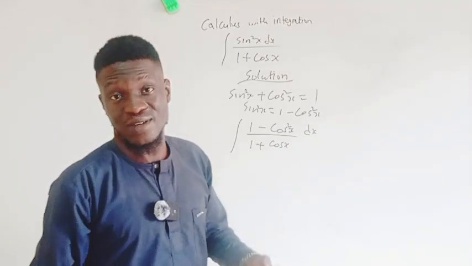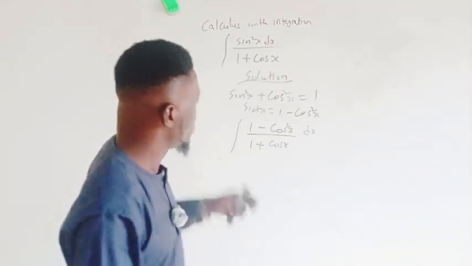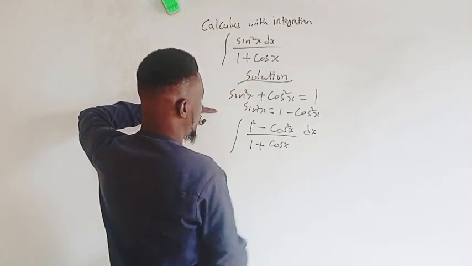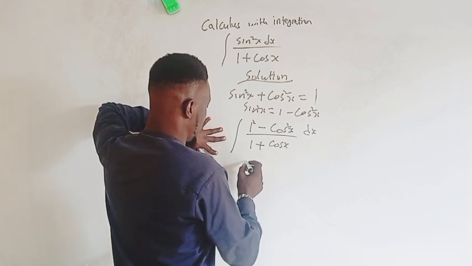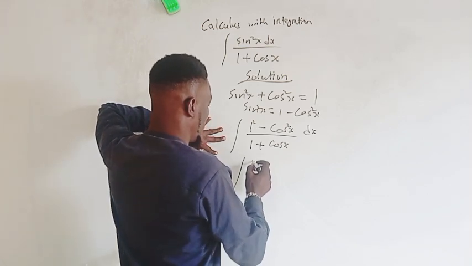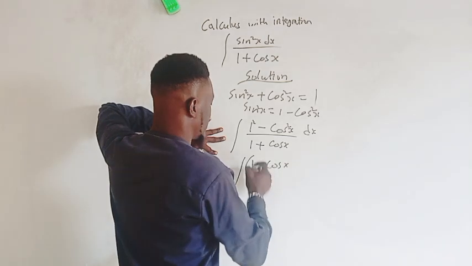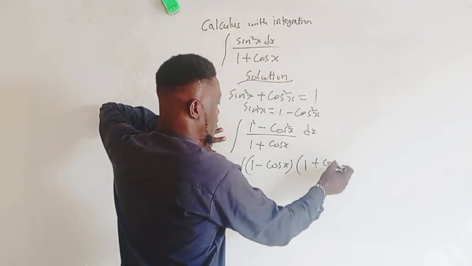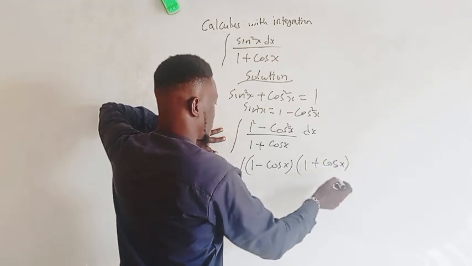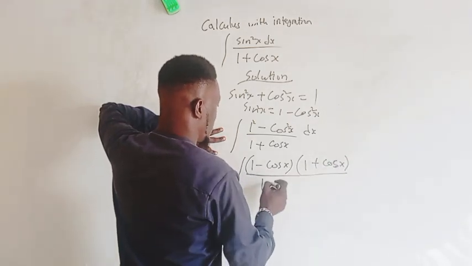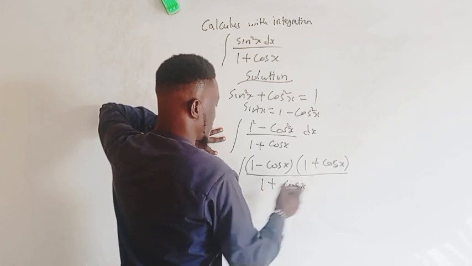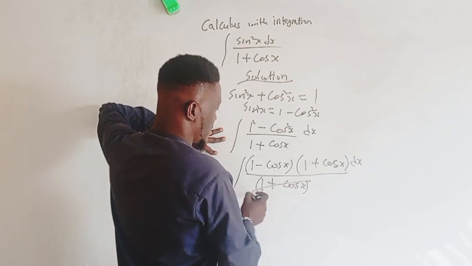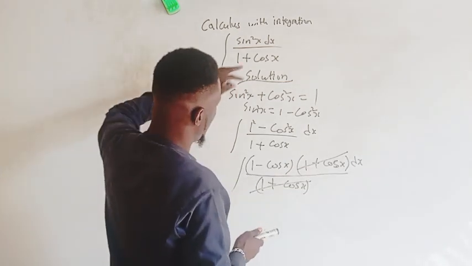Okay. The numerator can be written as a difference of two squares, because this 1 can also be written as 1 raised to the power 2, isn't it? So in that instance, it's written also as (1 − cos x)(1 + cos x), everything over 1 + cos x, dx, right? So this can cancel this, right? Let me clean out this side here.